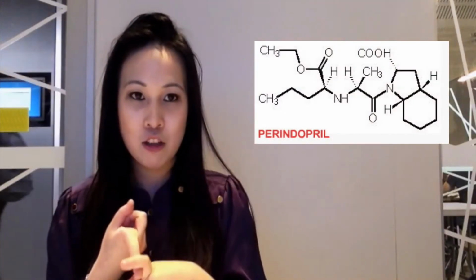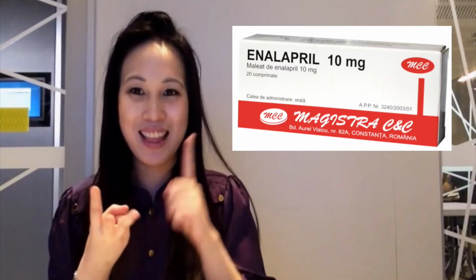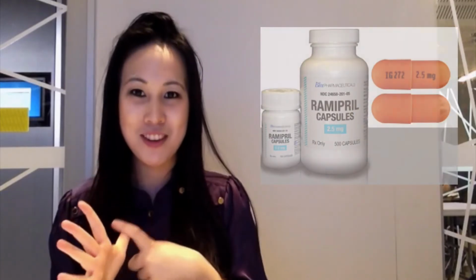The main function of ACE inhibitors is to competitively inhibit the actions of ACE at the AT1 receptor in the RAS system, and therefore preventing the conversion of angiotensin 1 to angiotensin 2, as well as the breakdown of bradykinin. The most frequently prescribed ACE inhibitors include perindopril, captopril, enalapril, lisinopril, and ramipril.